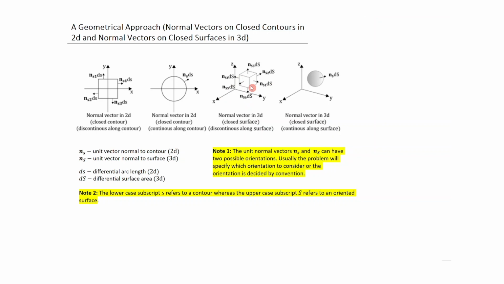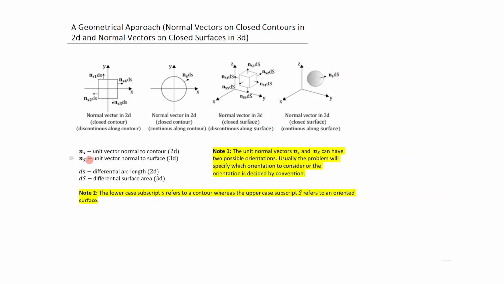We can also move to a smooth surface, such as a sphere, in which case we only need one differential vector to describe the normal to that surface. Again, this is the unit vector, and this is the magnitude of the differential surface area at any given point on the surface. So just a couple of summaries here.